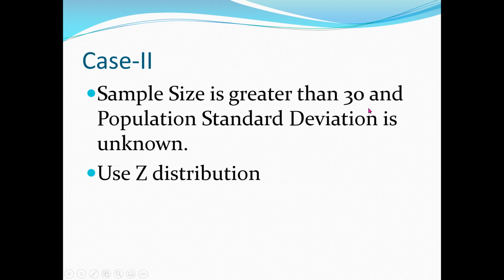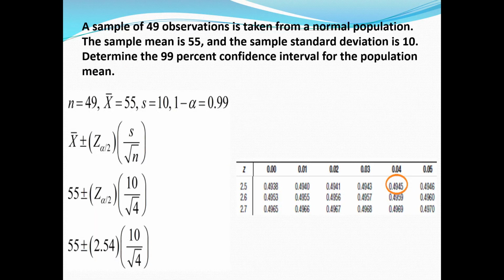Okay, if sample size is greater than 30 and population standard deviation is unknown, by the way, I have already discussed this case 2 scenario here when I was discussing the previous example. Anyhow, another example: a sample of 49 observations is taken from a normal population. Sample mean is 55, sample standard deviation is 10, and determine the 99% confidence interval for the population mean.